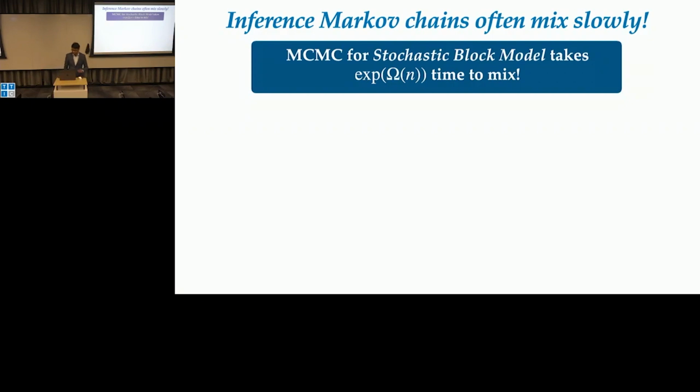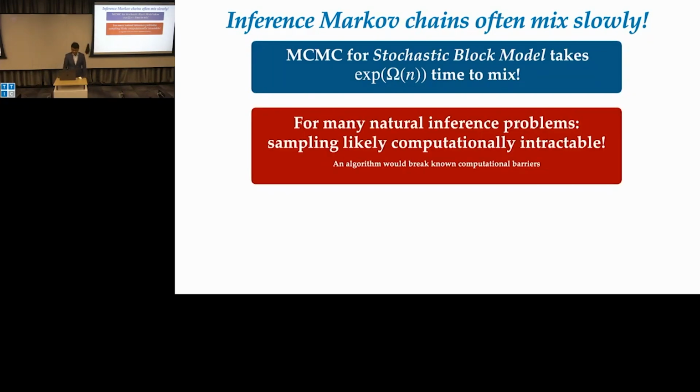Right, so we actually know that the Markov chain for this block model takes exponential in n time to mix. But I'm about to tell you something even more bleak. Actually, for many natural inference problems, and examples of these are versions of the block model but with more than two colors, the sampling problem is even computationally intractable under certain average-case hardness assumptions. So this seems like demoralizing news. Does it mean that we should just give up and go home?